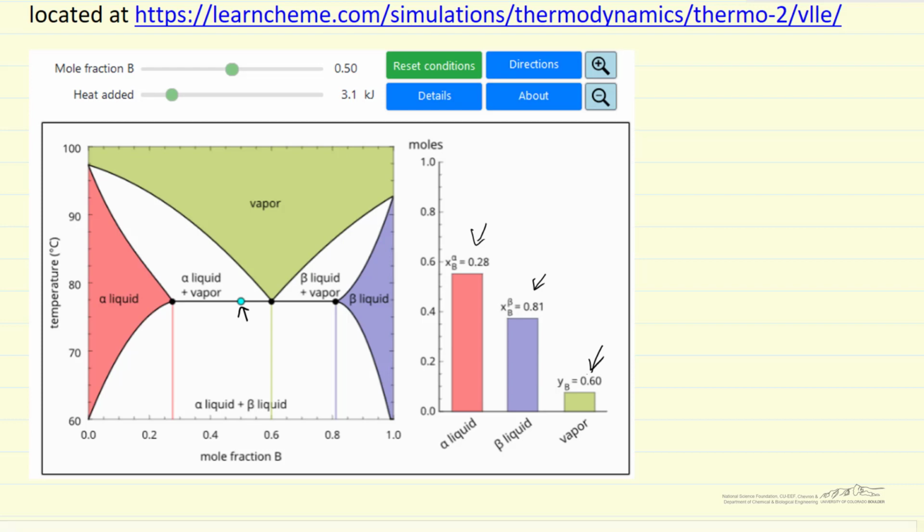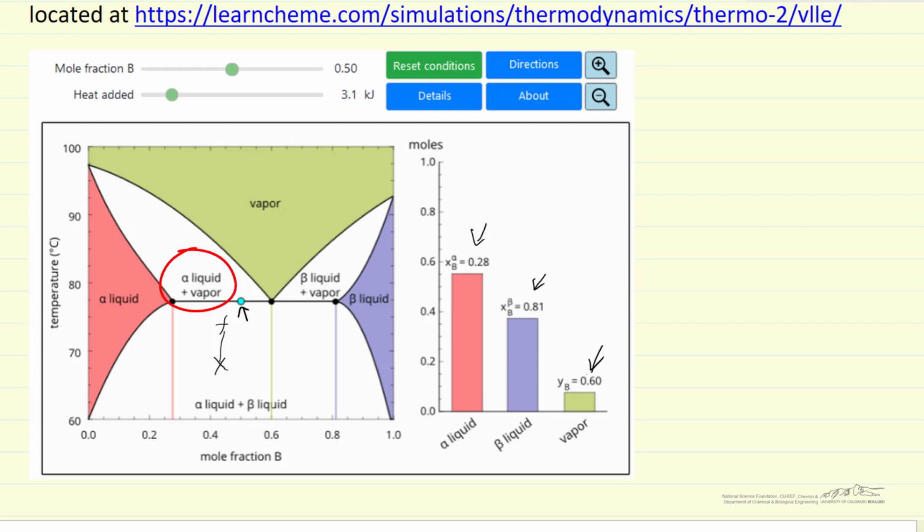So the simulation allows us to change the overall mole fraction. It also allows us to add heat to the system. And what that does, of course, if for example down here we add heat, then we raise the temperature. When we're at 77 degrees centigrade, now adding heat doesn't raise the temperature until one of the liquid phases disappears. When that happens, we have just one liquid phase and vapor in equilibrium with it.